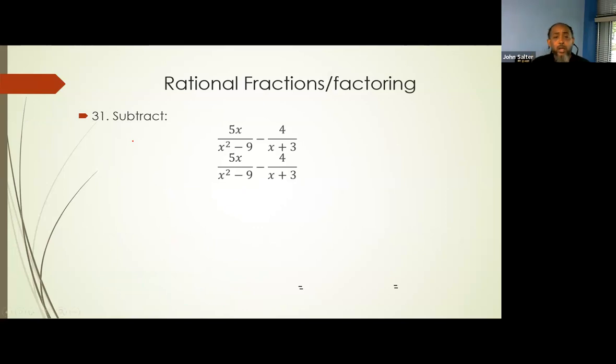Subtract. Oh, Lord, heavenly mercy. This is a lot going on right here. Actually, it looks like I just wrote the same thing twice, like a line in between here. It's the same thing twice.